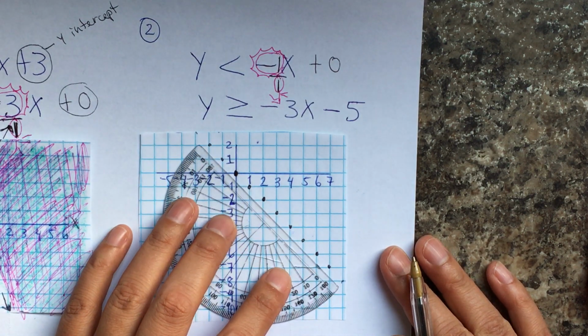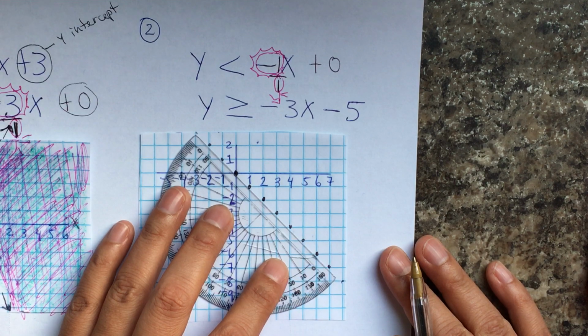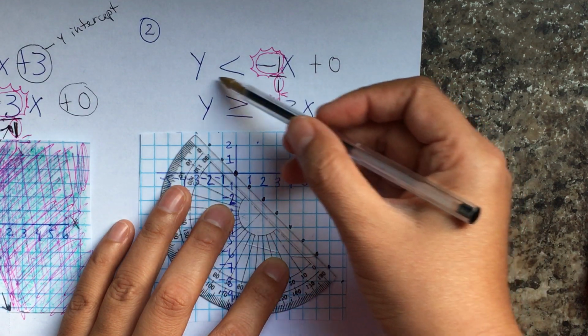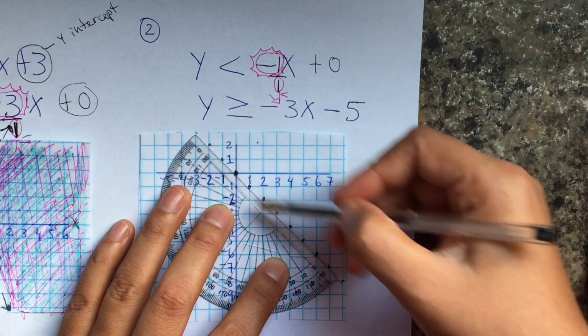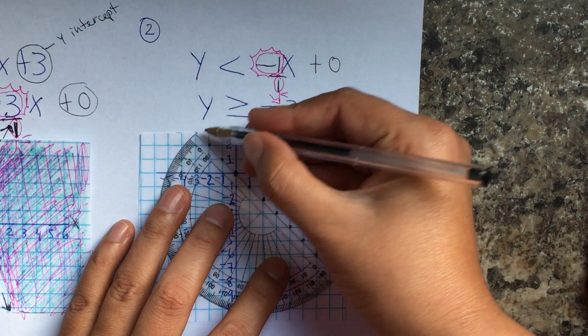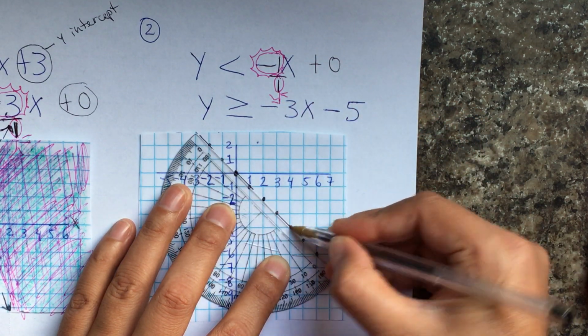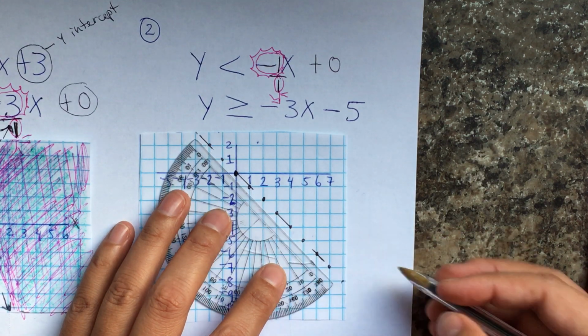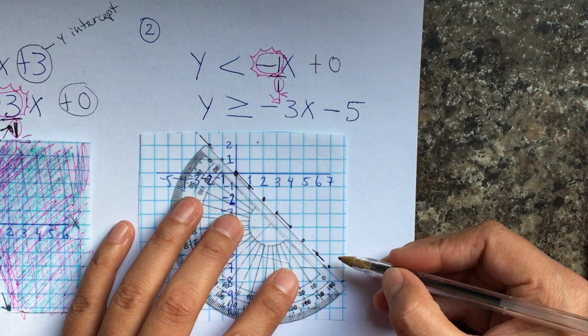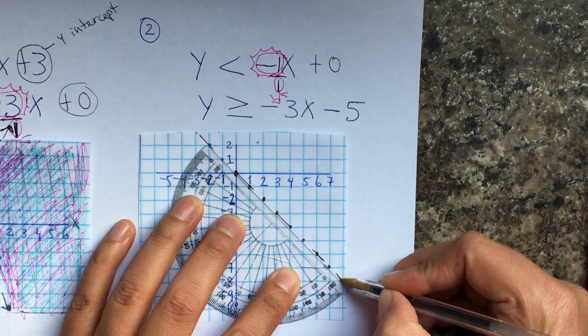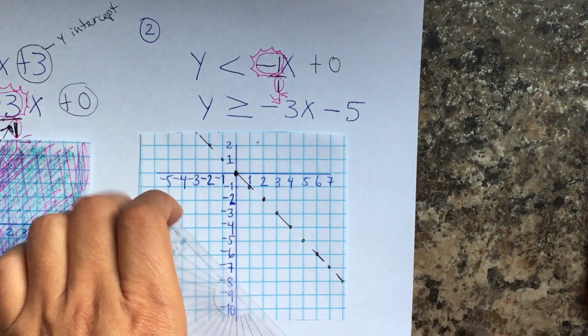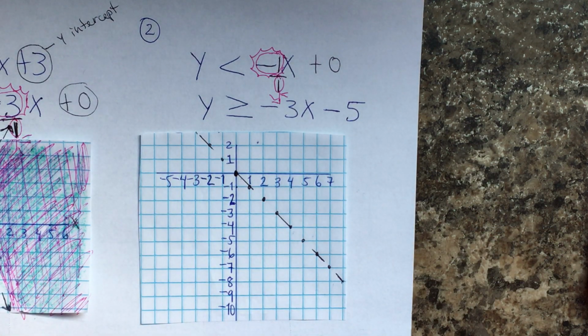Okay, what kind of line am I going to have? Oh, it does not have the equal sign, so it does not include the line. Therefore, it's going to be a dotted line. It doesn't need to be exactly from one point to the other. As long as the line is dotted, that's fine.